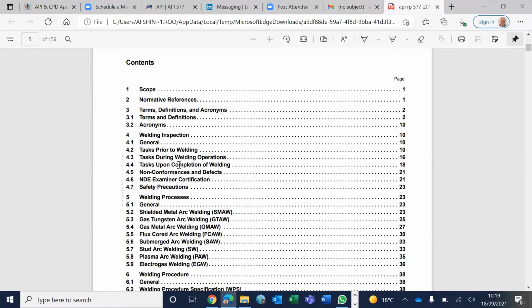And in case of non-conformance and defects, what you should do. NDE examiner certification, we have NDE level 1, 2, 3. So you should know what each one should do: level 1 should work supervised, level 2 actually performs the test unsupervised, and level 3 normally does the procedures and the training. Any safety precautions?